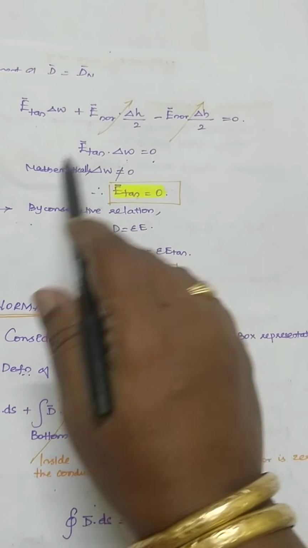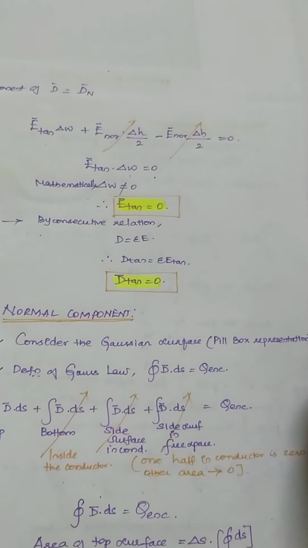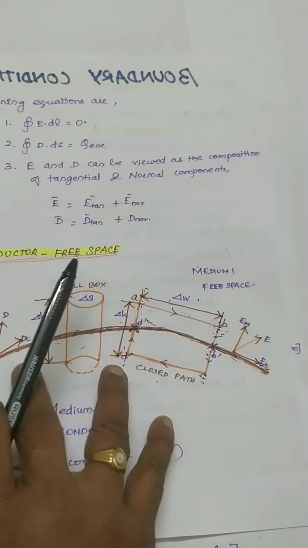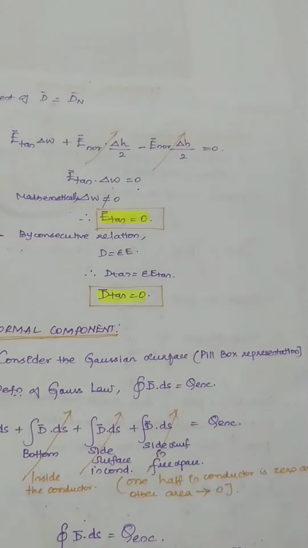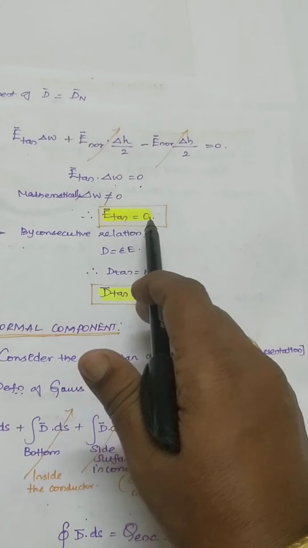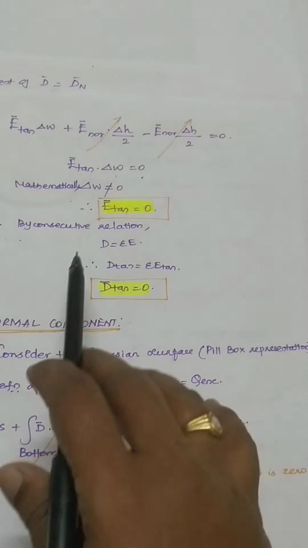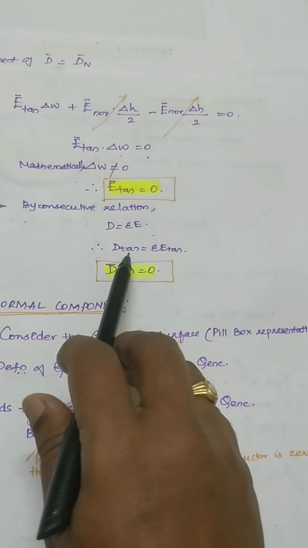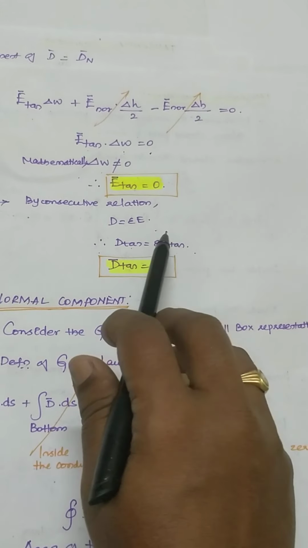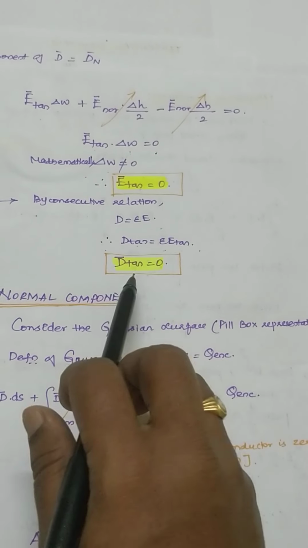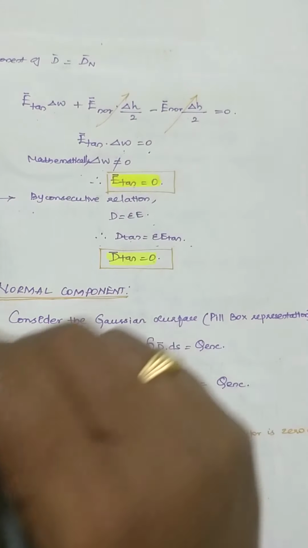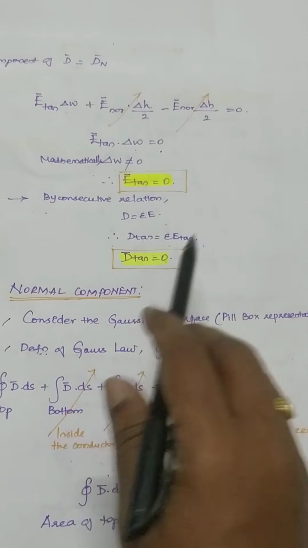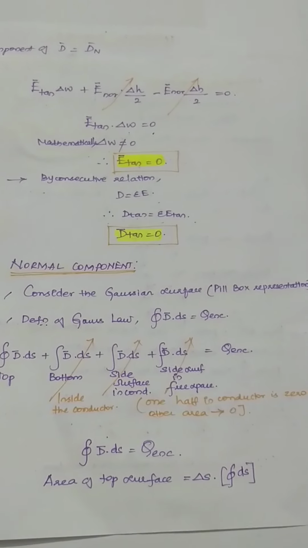This is a product term. Mathematically, we have defined some del W value, so the line has been defined with some width. So del W cannot be equal to 0, and automatically E tan becomes equal to 0. But by constitutive relation, we know that D is equal to epsilon into E. So D tan is equal to epsilon into E tan. As E tan is equal to 0, D tan is also equal to 0. The first set of equations is arrived at: E tan equal to 0, D tan equal to 0 for the tangential components.